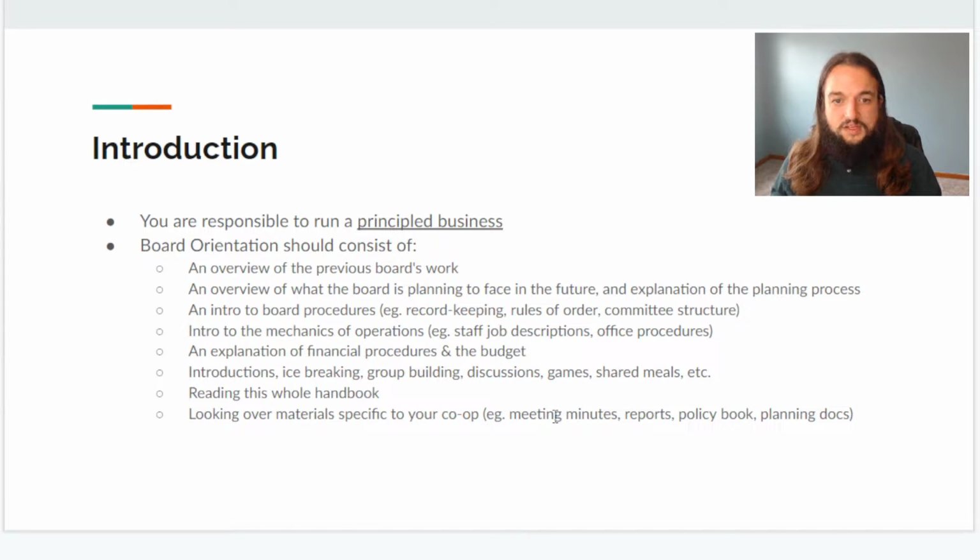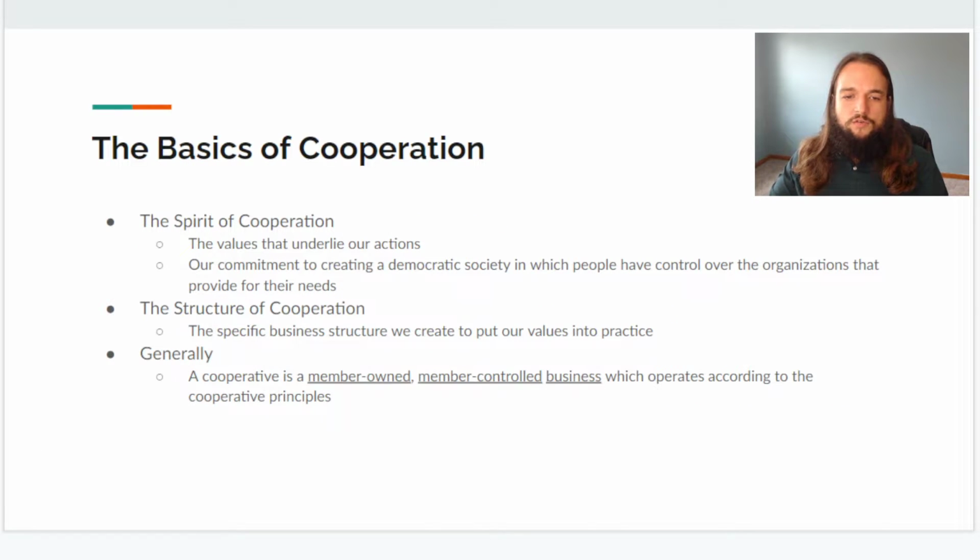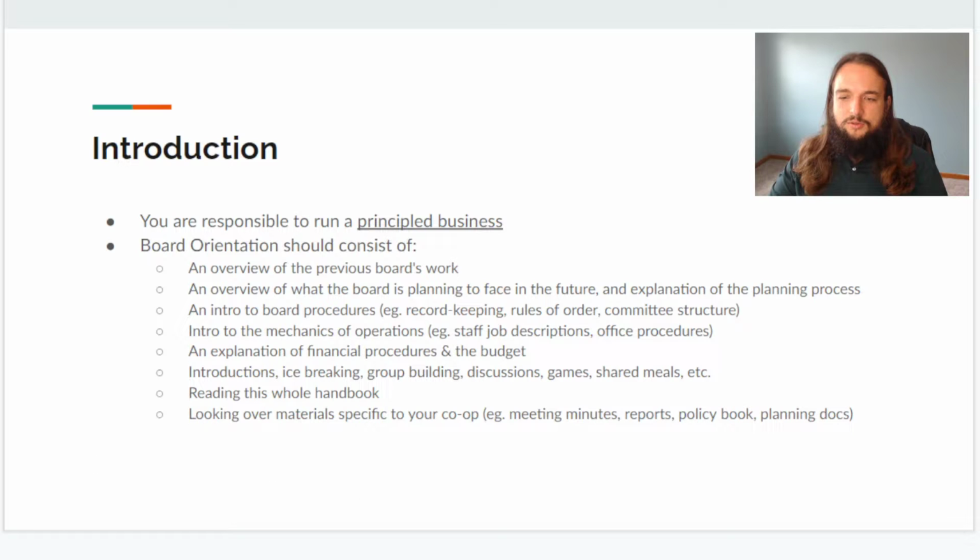This handbook does not stand alone as board orientation. Board orientation should consist of an overview of the work of the previous term or year's board, an overview of what faces the board for the coming term or year, and an explanation of the planning process used by the co-op. An introduction to the board's procedures, such as record keeping, rules of order, and committee structure.